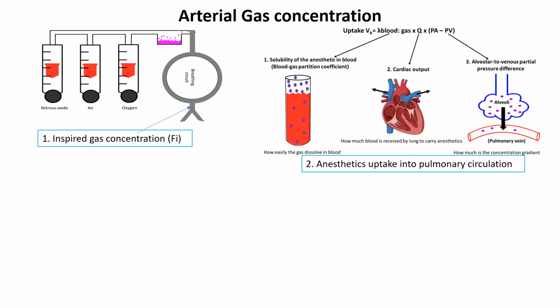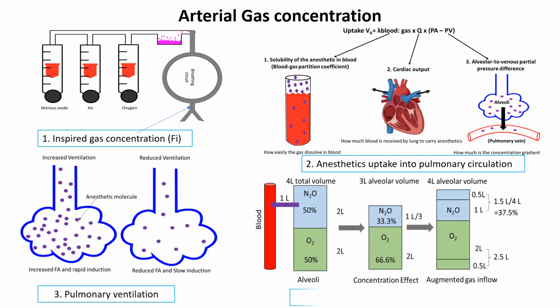All factors that affect alveolar concentration, like inspired gas concentration, pulmonary uptake, ventilation, and concentration in the second gas effect, also influence arterial concentration because gas exchange in the lungs determines how much anesthetic enters the blood. We have discussed those factors earlier. However, the extent of their effect on arterial anesthetic concentration may differ due to additional influences such as pulmonary blood flow and ventilation. So we will see how ventilation-perfusion mismatch affects the arterial gas concentration.